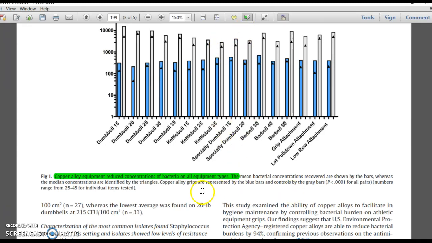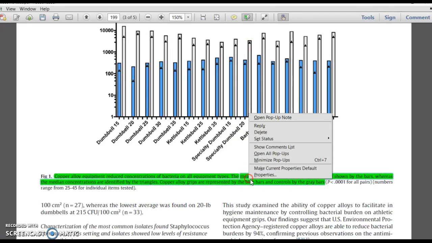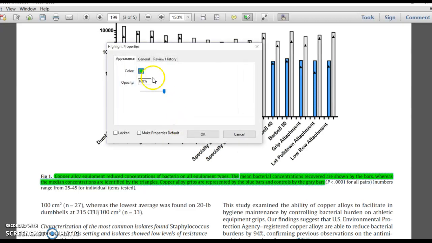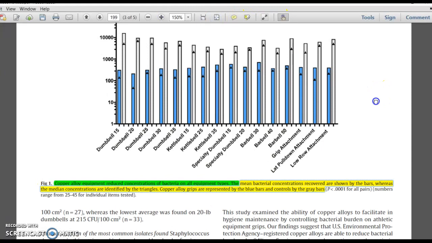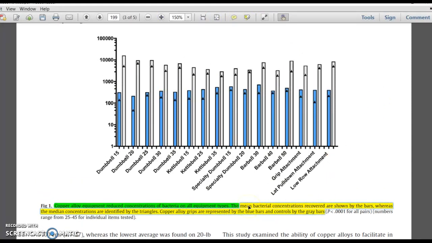So if we highlight that, and let's just highlight it in a different color really quickly. So here they're presenting for you the average bacterial concentration. That's what mean means, the average bacterial concentrations in the bar graph. So that's an average bacterial concentration, and so on for each bar. And then within each bar is the median, which is the middle value out of all of their samples.